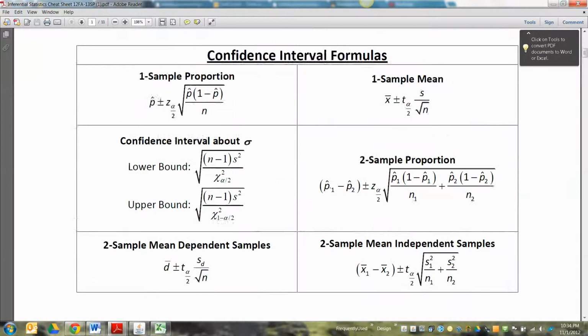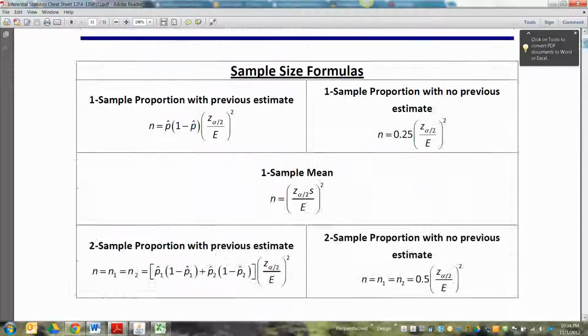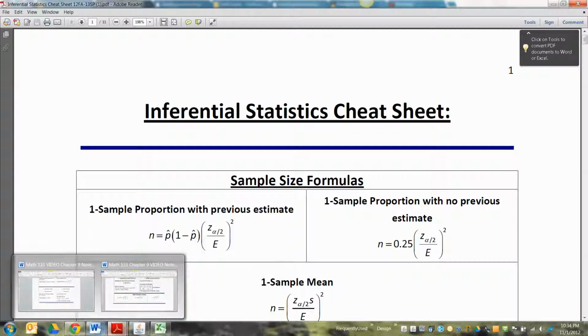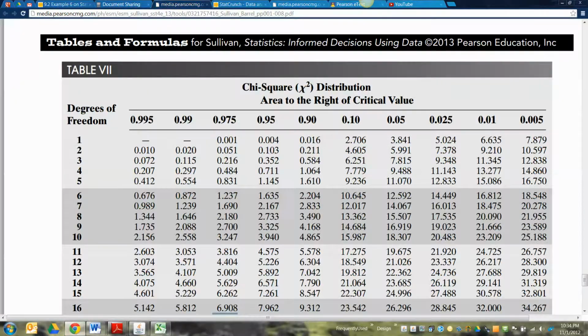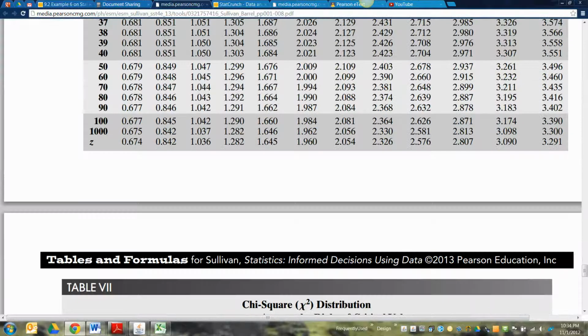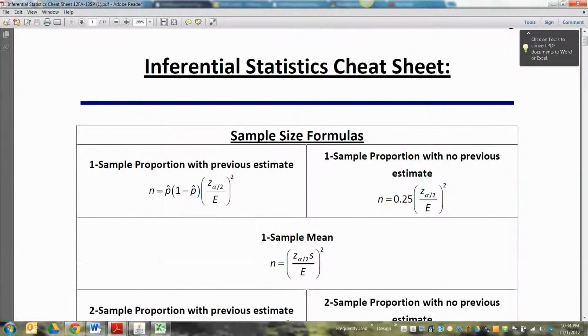I give this entire packet. It's 11 pages long. I give it to you for every exam. So not only do I give you the tables, which we've already run into before, the chi-square table, the t-table, stuff like that, but I will also give you a packet called the Inferential Statistics Cheat Sheet. I will give that to you.